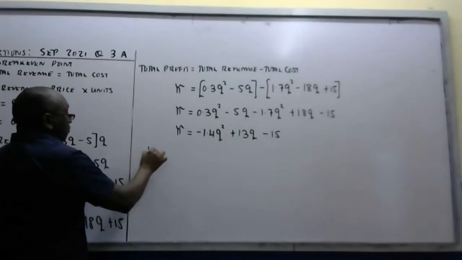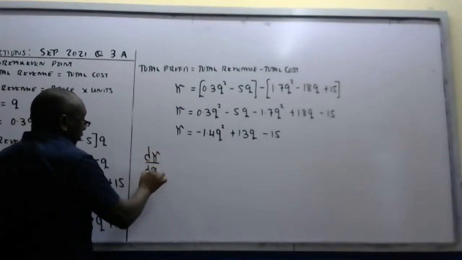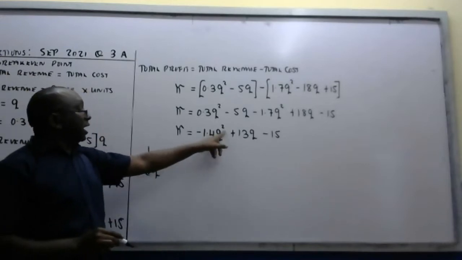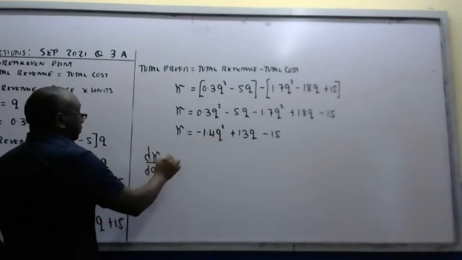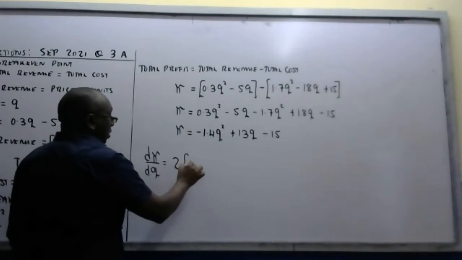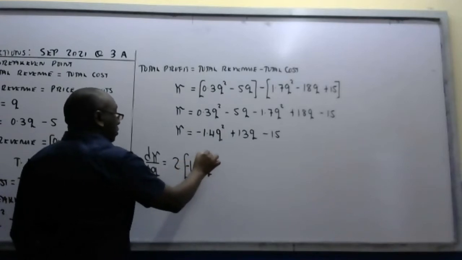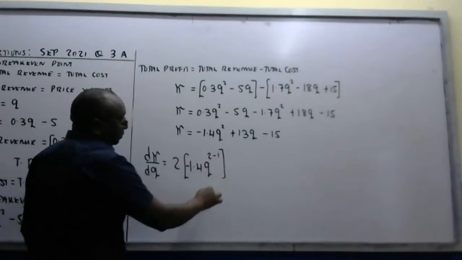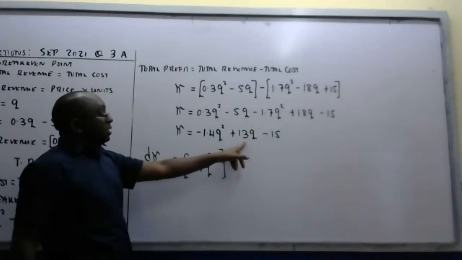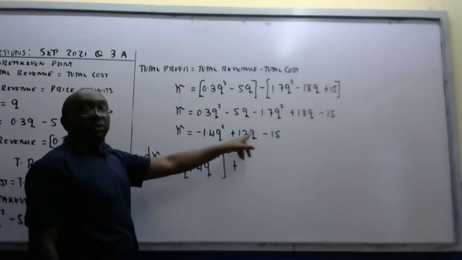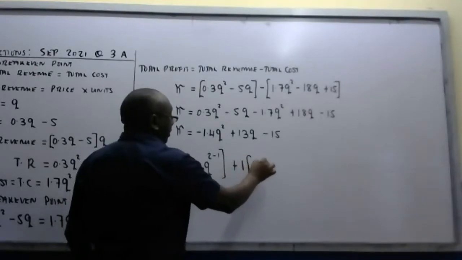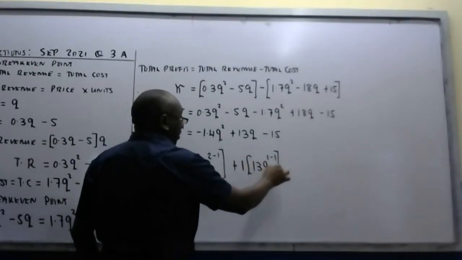So the differential of pi with respect to q, when you're told to differentiate, you take the power and multiply the function. Here, minus 1.4 q raised to power 2, you minus 1. Then you come to 13q. When it is 13q, it is q raised to power 1. So you take 1, you get 13q raised to power 1 minus 1.